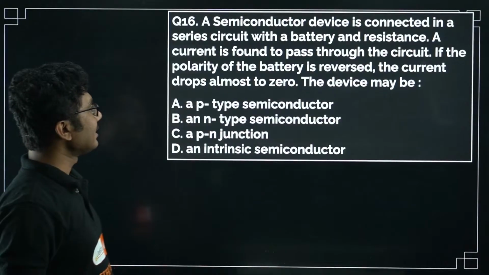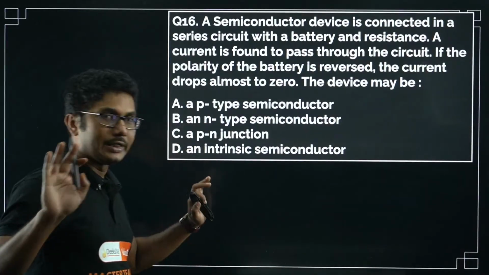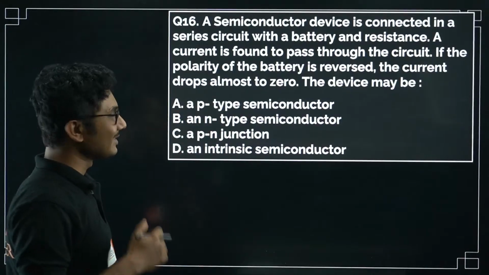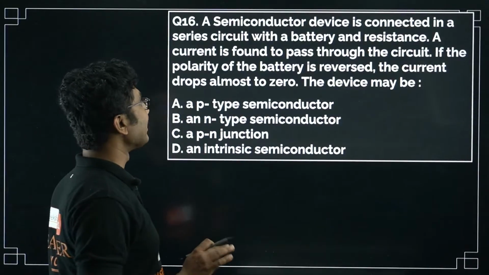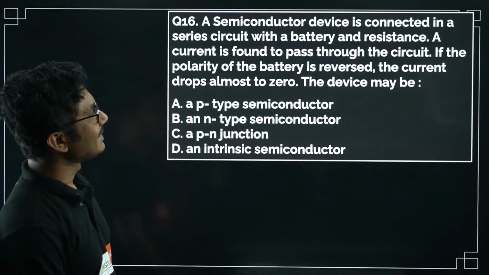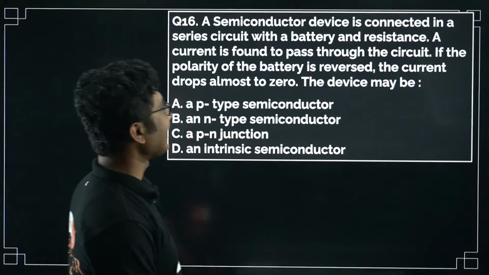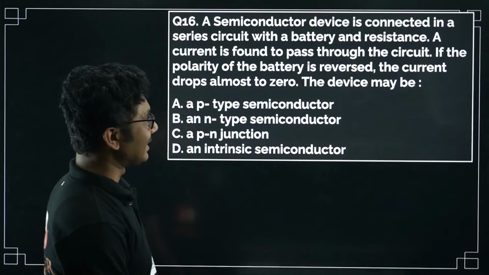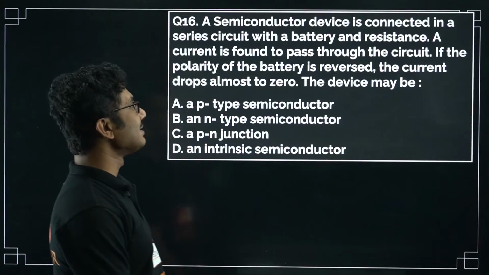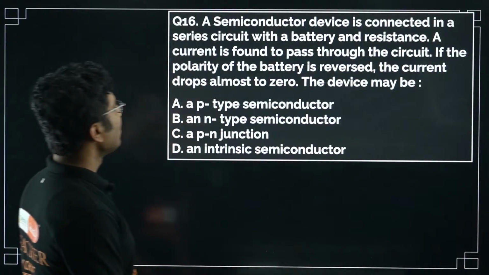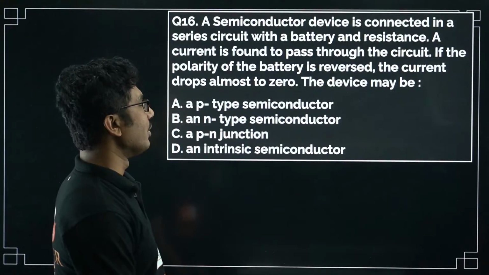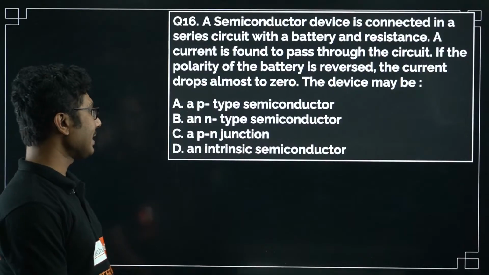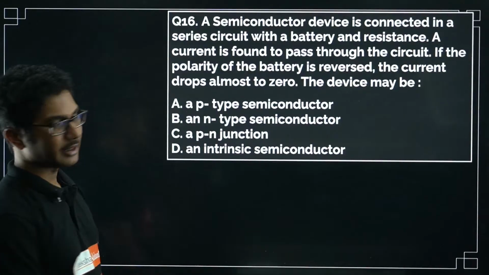Now next, this is a normal question. This is not related to any practical questions. Even though it is based on PN junction, it is not an experiment question. A semiconductor device is connected in a series circuit with a battery and a resistance. A current is found to pass through the circuit. If the polarity of the battery is reversed, the current drops almost to zero. The device may be: a p-type semiconductor, an n-type semiconductor, a PN junction, an intrinsic semiconductor.